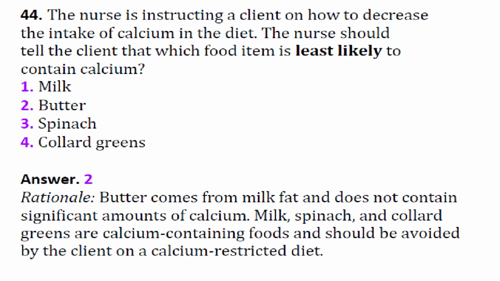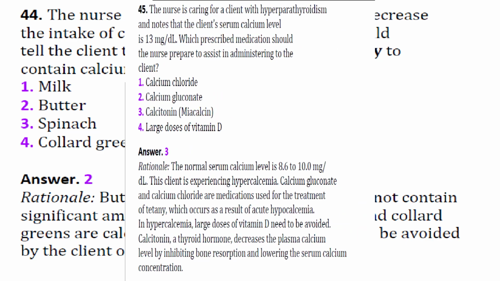Answer. 2. Rationale. Butter comes from milk fat and does not contain significant amounts of calcium. Milk, spinach, and collard greens are calcium-containing foods and should be avoided by the client on a calcium-restricted diet.